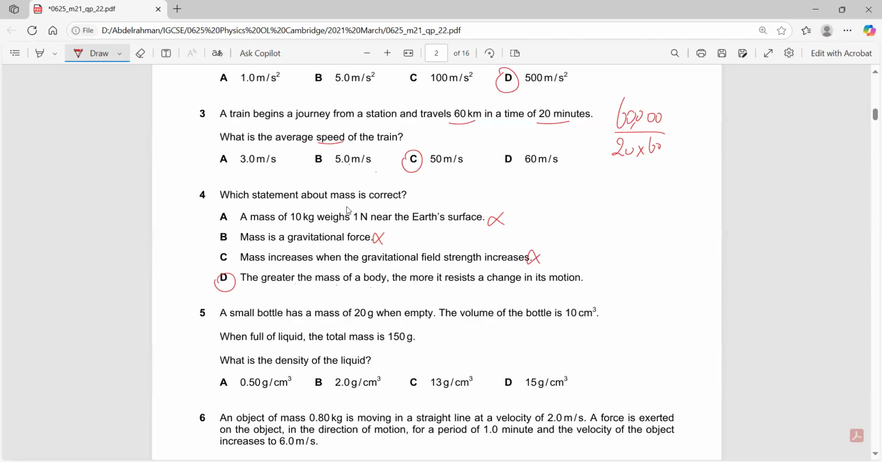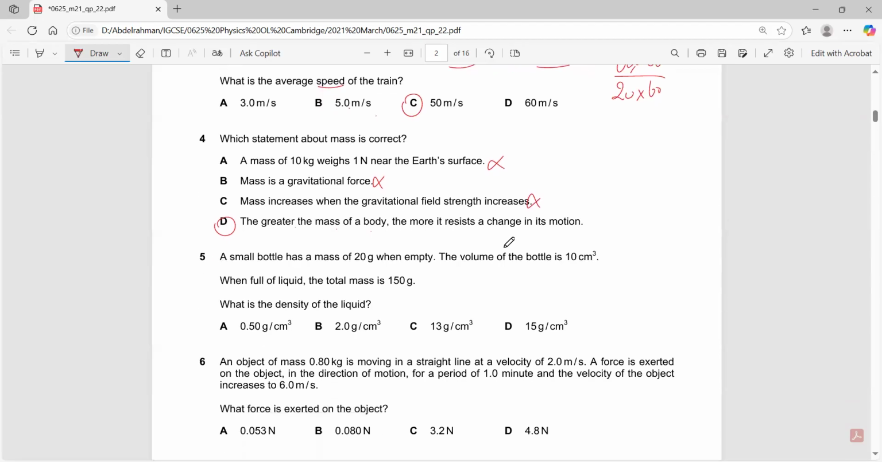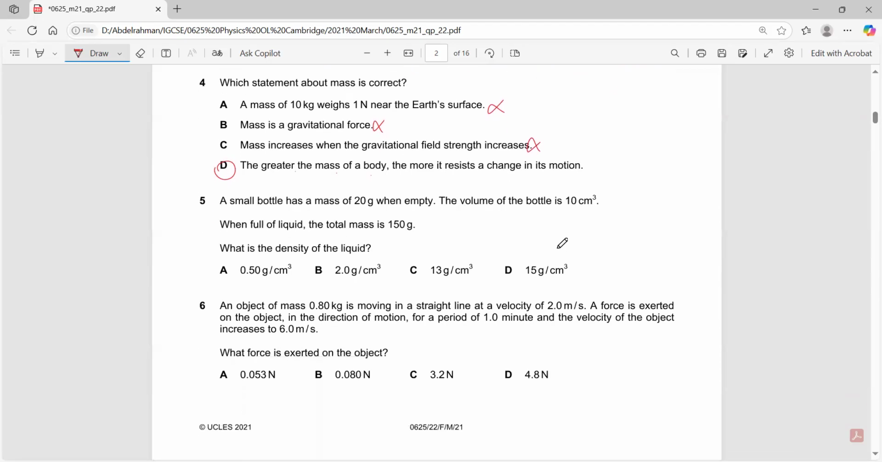stop it from moving. A small bottle has a mass of 20 grams when empty. The volume of the bottle is 10 centimeters cubed. When full of liquid, the total mass is 150 grams. What is the density? Density equals mass over volume. So the mass would be 150 and the volume, what is the volume? Okay, the volume is 10. The mass is not 150. The mass is 150 minus 20, right? 150 minus 20, which is 13 grams per centimeter cubed.